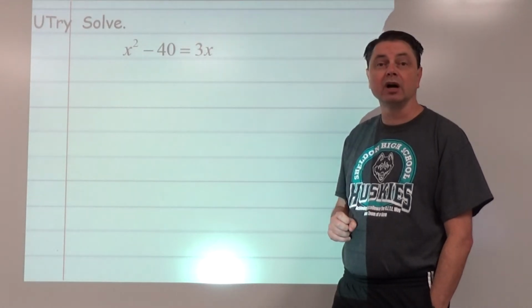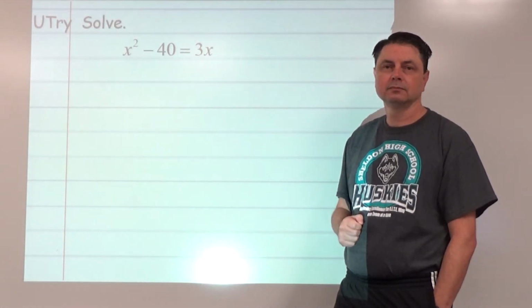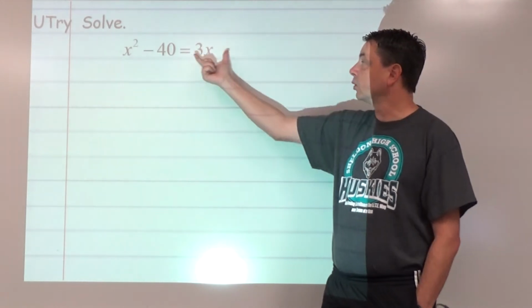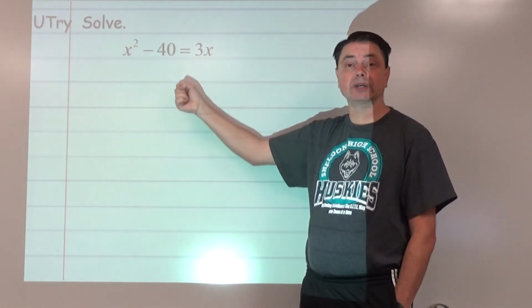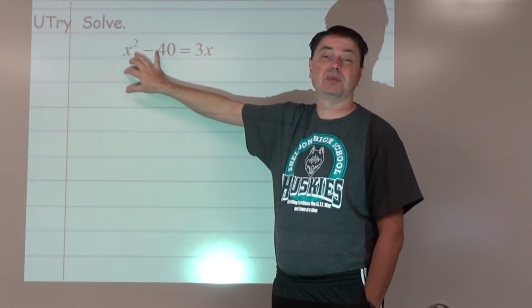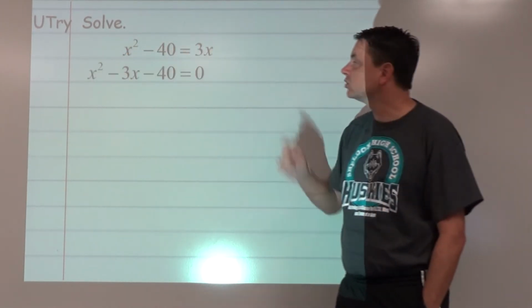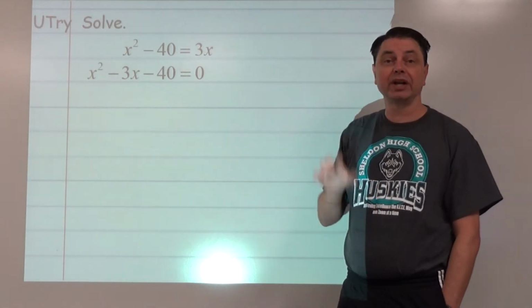Try this one. Pause here. Play when you're ready. We're going to want to get this side equal to 0, so minus 3x. When we do that over here, again, there's no like terms. We want to make sure we put it in the correct order. X's go in the middle. So it looks like that. Now we're ready to factor.